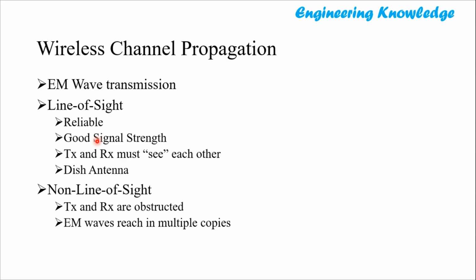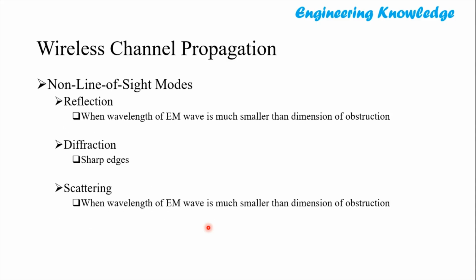A basic example is satellite communication because you have to put your dish antenna at the roof tower or at any place from where the line of sight communication is there. It can see the satellite and then only the signal can travel in both directions. However, in more dynamic and urban situations, what generally happens is non line of sight communication in which the transmitter and receiver are obstructed. The EM waves then reach in multiple copies, and that gives rise to the concept of multipath fading. What are the phenomena by which the non-line of sight communication takes place? It is basically due to reflection, diffraction, and scattering.